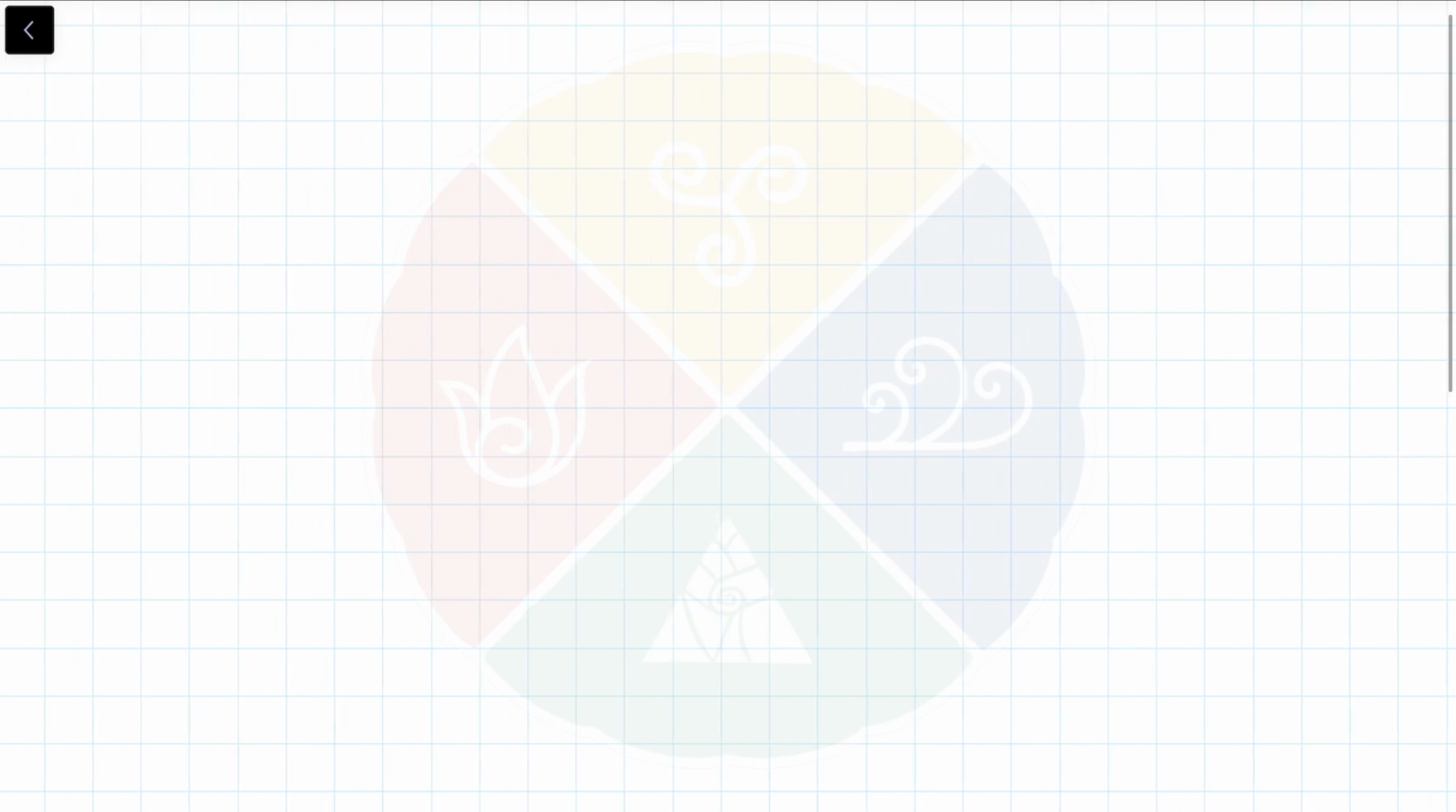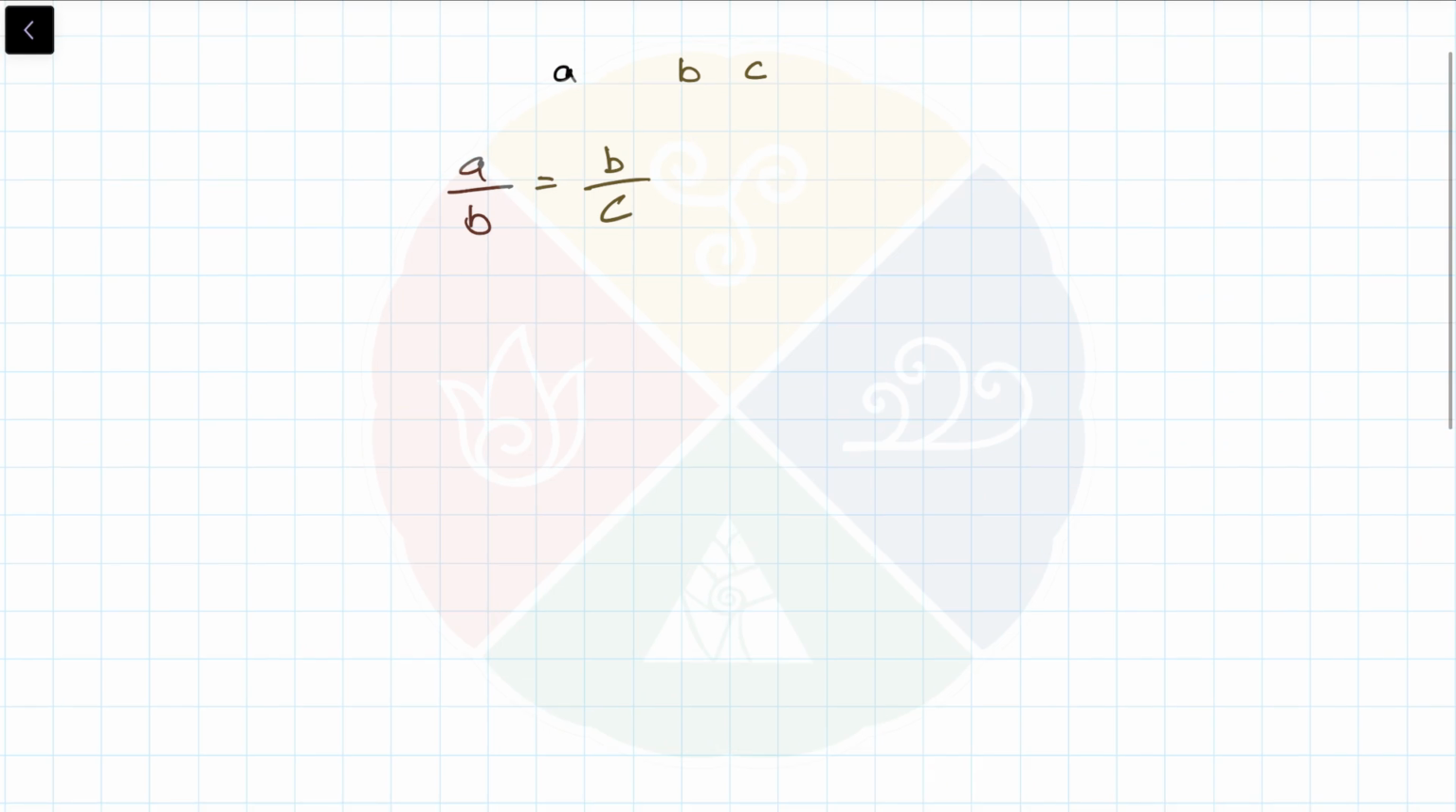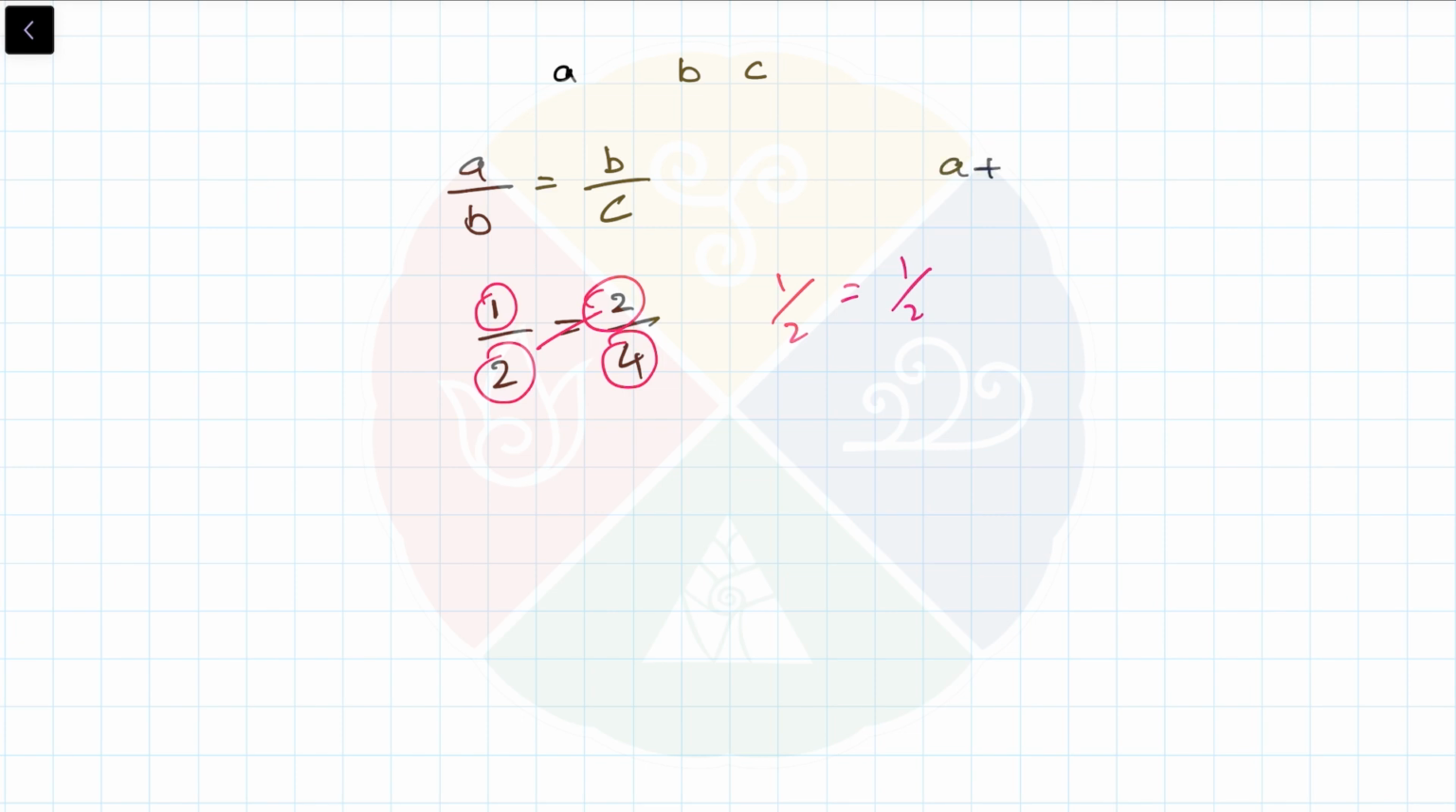If I take some random numbers, let's call them A, B, and C, and I say that A by B is equal to B by C, I can take any values. I'll take very simple values like 1, 2, 4. Let A be 1, B be 2, C be 4. Even here we are going to get 1 by 2 and 1 by 2 on both sides. So the ratio is easy. But when you add these values, that is A plus B plus C, you will get 1 plus 2 plus 4, that is 7.